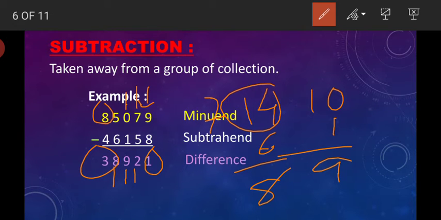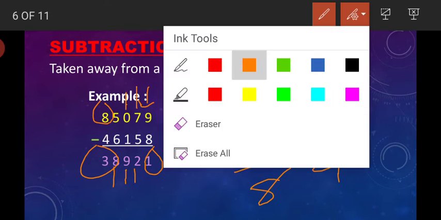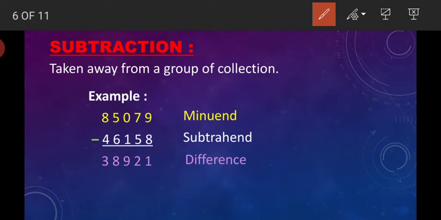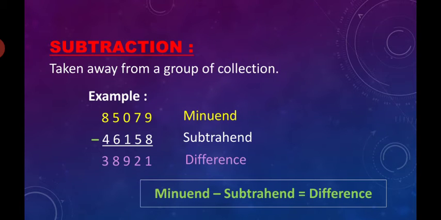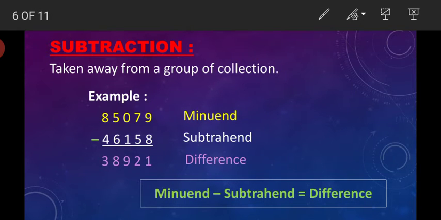In this way you have to subtract. You have to start from the right side and move towards the left side. If the digit in the upper number is smaller than the digit in the lower number, that is the subtrahend, then you have to borrow from its previous digit. So the relation between the three terms is: minuend minus subtrahend is equal to difference.